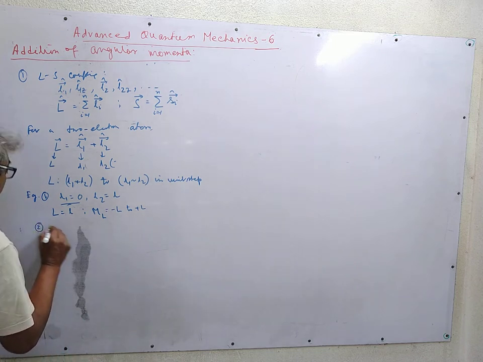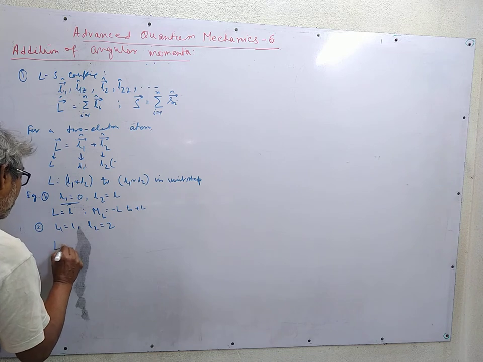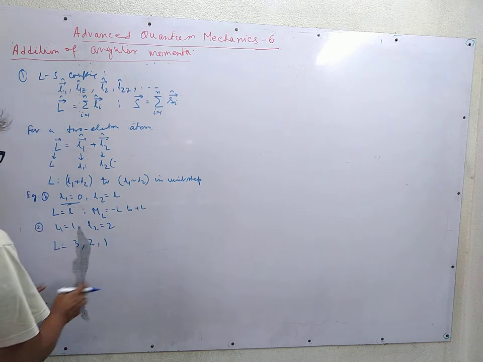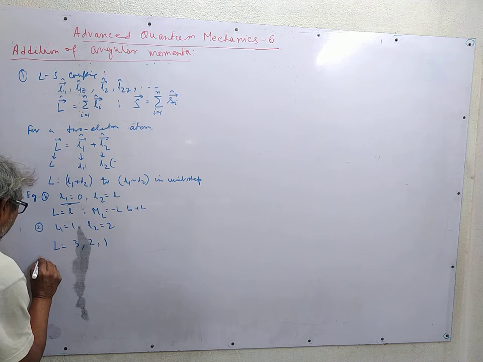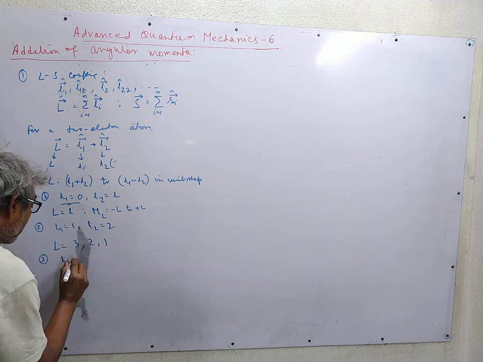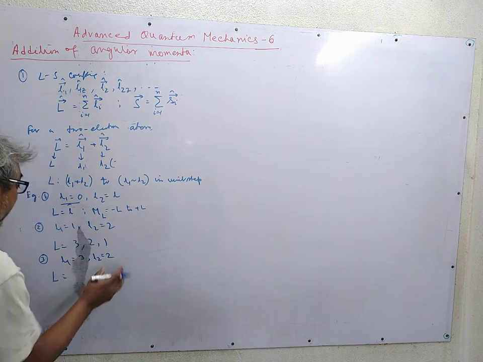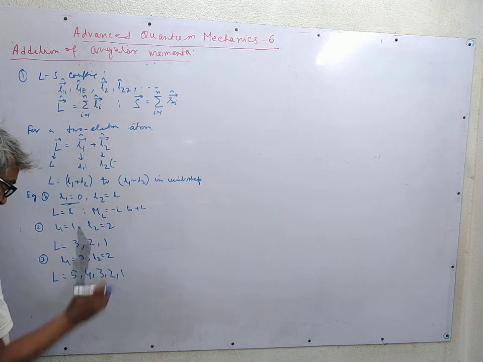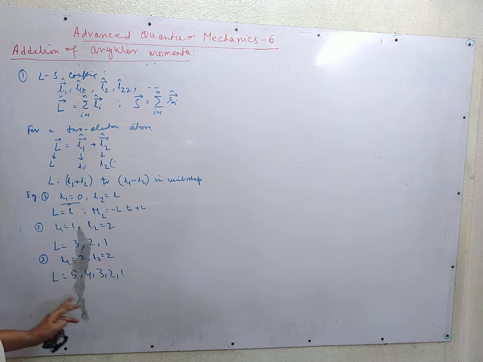If we have l1 equal to 1 and l2 equal to 2, then the possible values of L would be 1 plus 2, 3, then 3 minus 1, 2, and then 1. So there are 3 values. You see that l1 is smaller, and its value is 1, so capital L has 2l1 plus 1 values. As a third example, we consider l1 equal to 3 and l2 equal to 2, in which case capital L would have values 5, 4, 3, 2, 1, because of this difference. So here we have 5 values. Here you see that l2 is smaller, and we have 2l2 plus 1, 5 values.